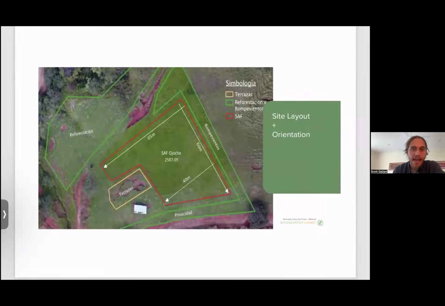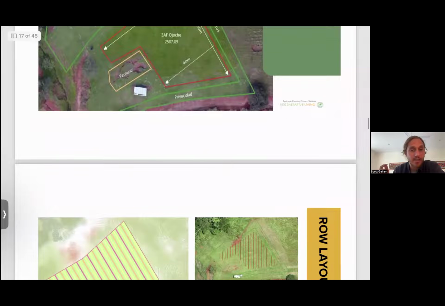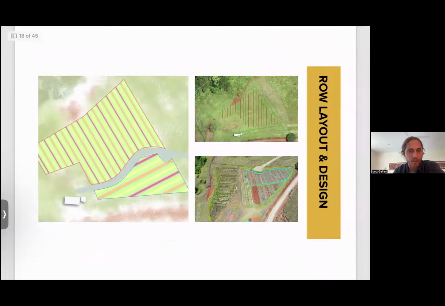So site layout and orientation is a piece that I think is really interesting. This quick analysis that we see here was created by Javi, just to understand the basic needs of the site, where we want to reforest, where we need a windbreak, how big is the area. But probably the most interesting things started happening when we had to start making decisions around how to orient the rows. And this image on the top right has the rows perfectly north to south. And they're not on contour.